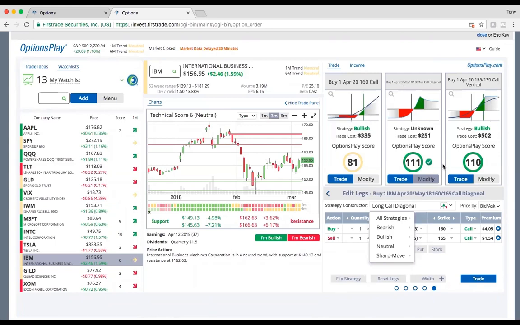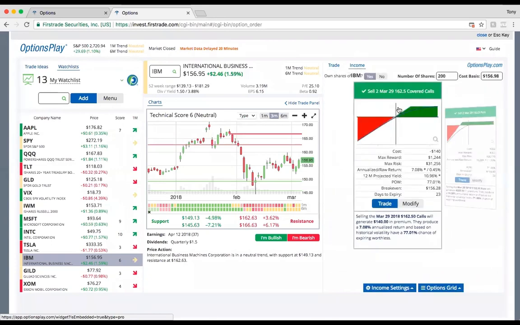So Philip is asking, is the downside to covered calls that you may lose your stock if the price goes the wrong way? So let's do an actual example. Let's say you own IBM, and it's currently trading at 156.95. And this is telling you to sell the March 29th 162.5 covered calls. What that means is your risk is that you sell the stock at 162.5.